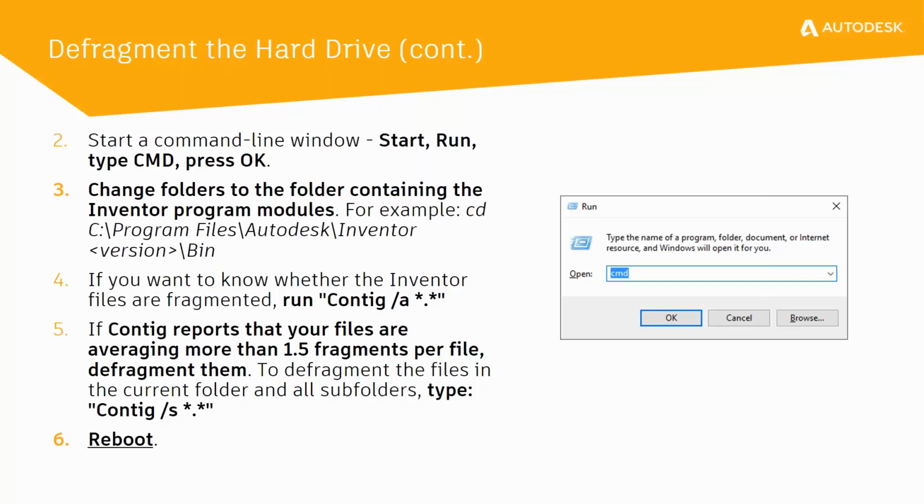You run the config /a ** command, and then this will create a report that contains the files. What you want to do is look out for files that are averaging more than 1.5 fragments per file and defrag those. You can do that by typing in the config /s ** command, and that will go through the process of defragmenting the files inside of those folders and any subfolders contained within them.